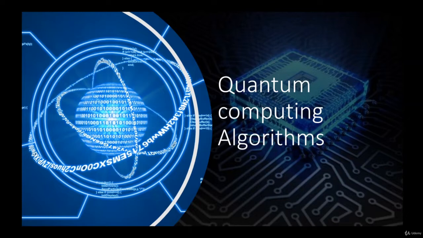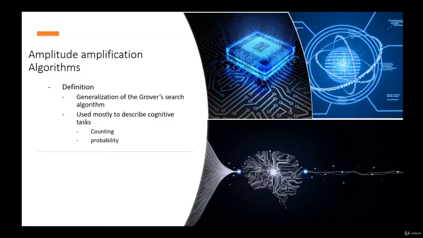In today's class we are going to talk about different quantum computing algorithms, and once again we are going to talk about another type of quantum computing algorithm, the amplitude amplification algorithms. Basically we're going to talk about two algorithms that are in this type of algorithm. So let's start. What exactly are amplitude amplification algorithms, or algorithms that are based on amplitude amplification?